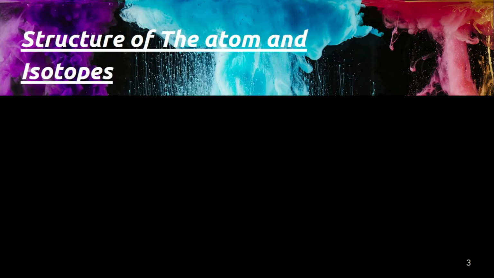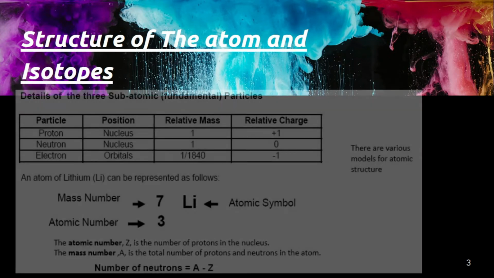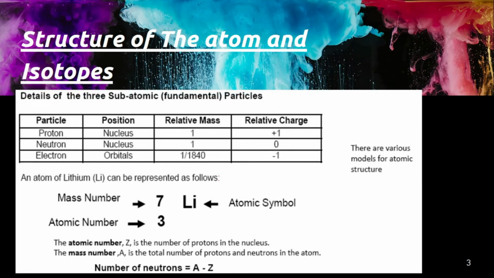So to start off with, this is basically a recap of the basics of chemistry that we have learned since we were in grade 6, which is the structure of the atom and the isotopes. As we all know, there are 3 main fundamental particles, known as the subatomic particles, which are the proton, neutron and electron. The proton and the neutron are located in the nucleus, and the proton is positively charged whereas the neutron has no charge, and usually their relative masses are about 1.